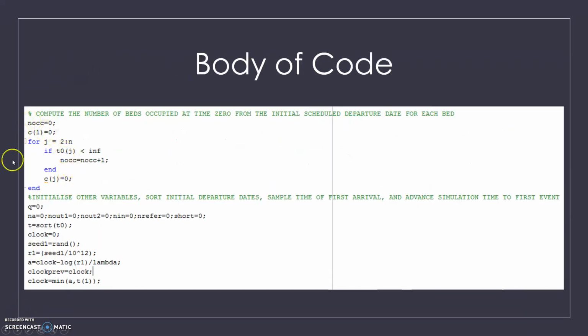Here we have our first for loop, and as a comment, we commented these out. This part computes the number of beds occupied at time 0 from the initial scheduled departure date for each bed. As we talked about earlier, this is the number of occupied beds, and you can see here the count goes up if a patient arrives. Here are some more variables that we have to initialize. We also had to sort some things, sample the time of the first arrival, and then advance the simulation time to the first event.